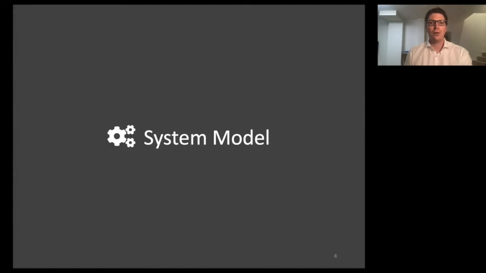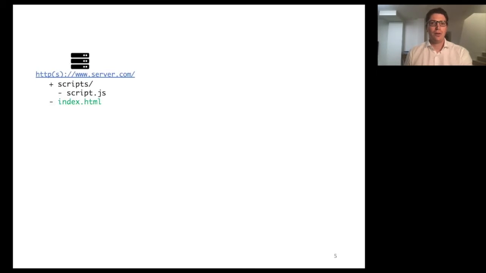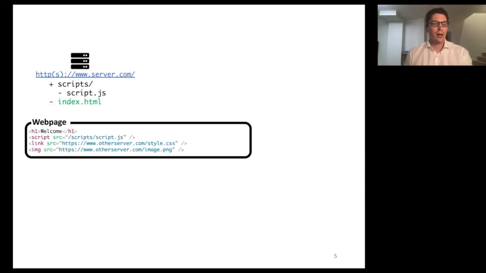So let's start with the system model and consider a web page stored on server.com. Here, the web page is index.html. And the HTML code of this web page goes a bit like this. First, we have a title, welcome, and then we have a couple of sub-resources. Here, first, we have a script, which is located on the same server. And then we have two external sub-resources, a link and an image, which correspond to a style and an image, and they are located on an external server, otherserver.com.